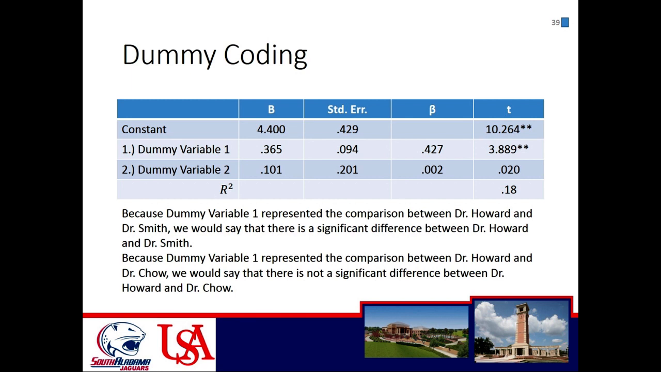And we would try to see which one had a significantly higher mean, which one had a significantly lower mean, but based on this, we know that there is some type of difference, a significant difference, between Dr. Howard and Dr. Smith's classes.